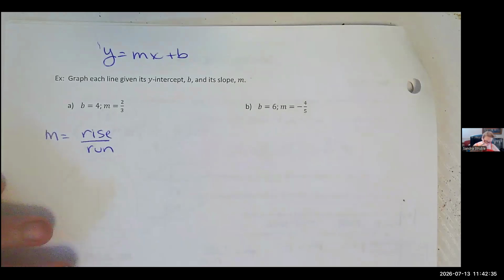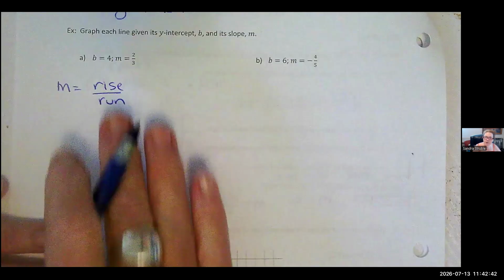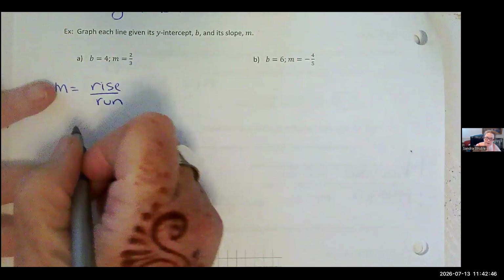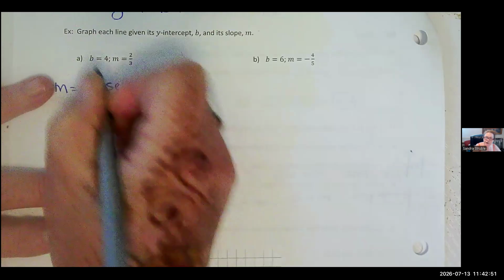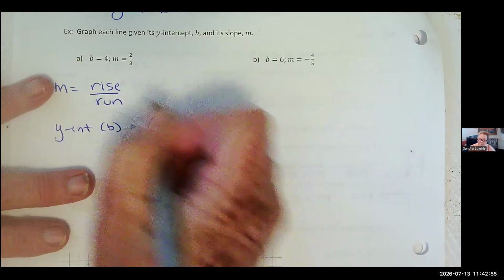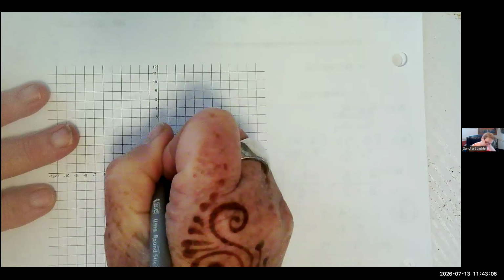When you're graphing these lines, we start with the y-intercept, always. B is the y-intercept. So your y-intercept, which is B, the point for this is always going to be 0 for your x, and then whatever the number B is. So your y-intercept is (0, b). So let's go plot that first. (0, 4), right there. Do not label it. We're not going to label it.